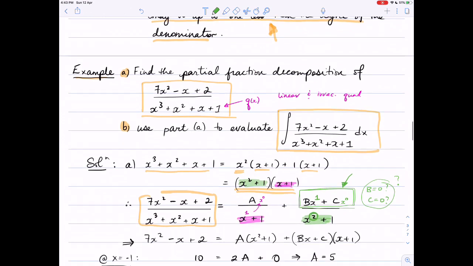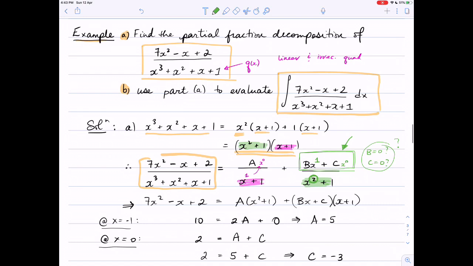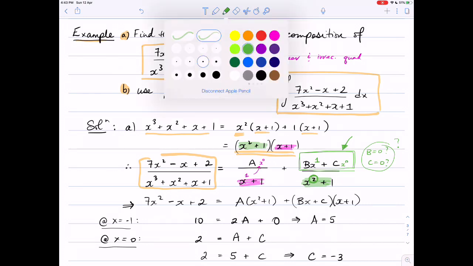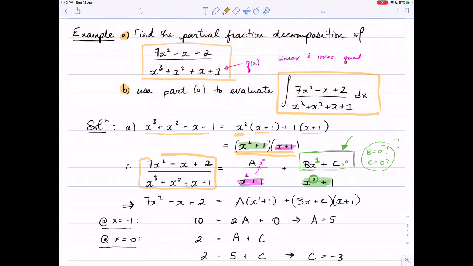So now that we have the setup, the rest of it is pretty much like we have done previously. We want to solve for these constants. Now we don't have just two constants because we have two fractions. We have three constants, a, b, and c, to solve for. So we do exactly like we would have done previously.